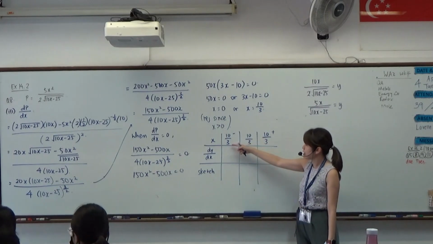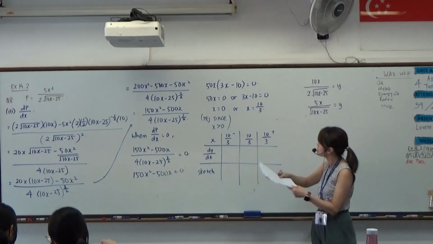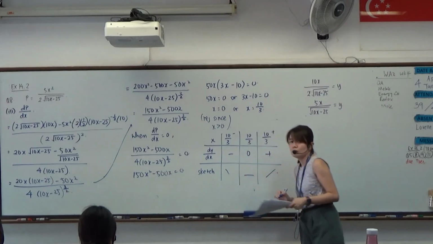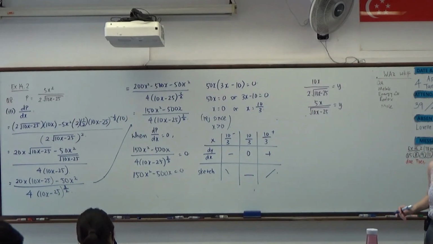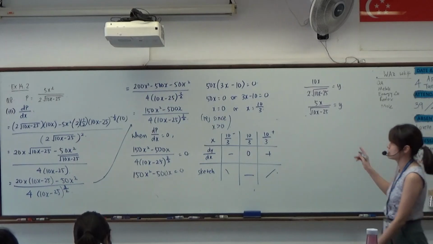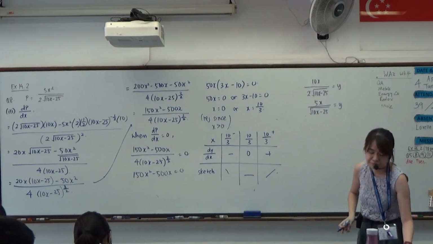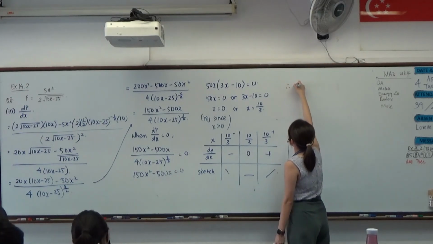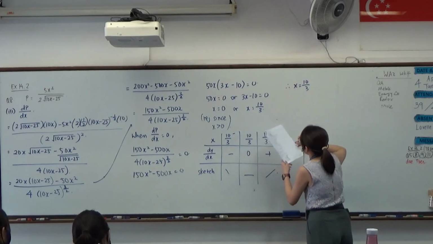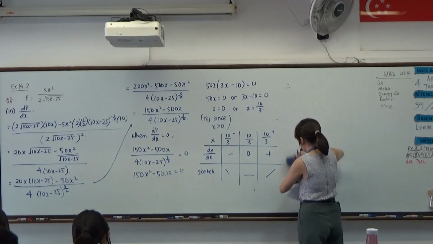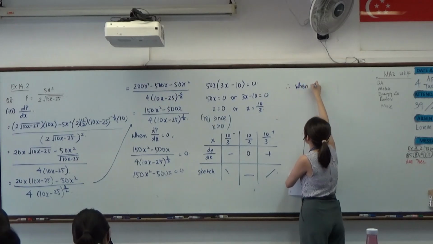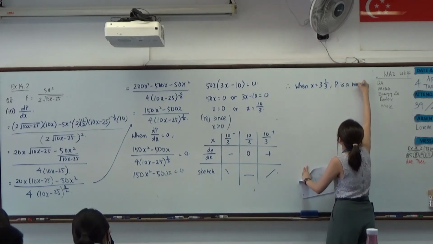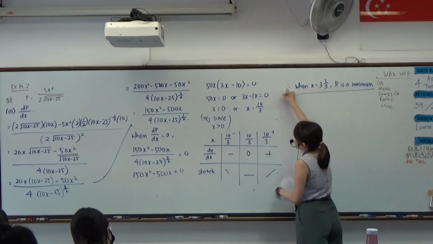Just do a little bit below 10 over 3, just minus 0.1 to 2. Strictly speaking, you should be getting a minimum, because if you don't get a minimum, that means there's some mistake somewhere. So using the first derivative test, I will then be able to show that when x equals to 10 over 3, P is a minimum.